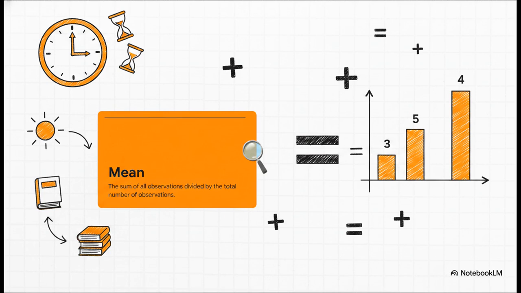Instead of listing out every single individual day, Ashish can just calculate the mean. He adds up his hours, 4 plus 5 plus 3, which equals 12, and then divides by the 3 days. Now he can proudly and completely accurately say he studies an average of 4 hours daily. It just simplifies the whole story.